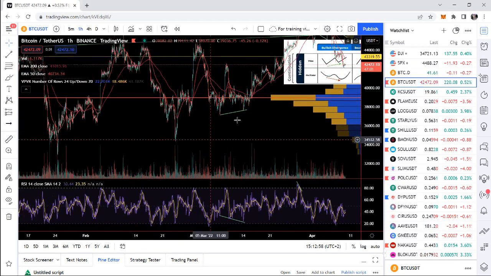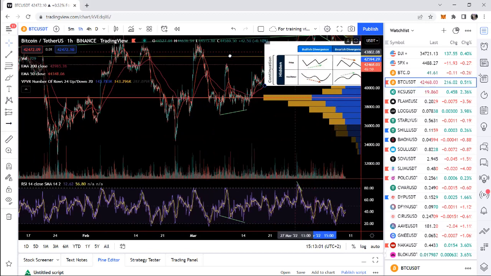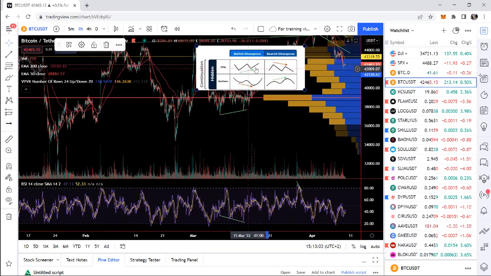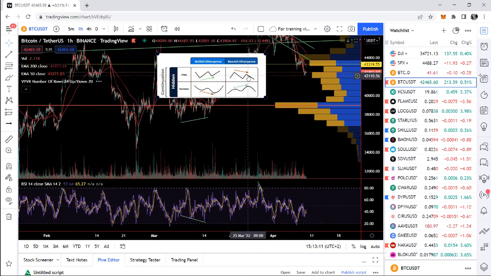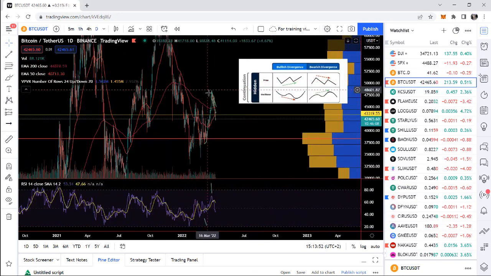So you can find it at the bottom. Just remember, if you're looking for bullish divergence, you have to look at the bottom of the price candle wicks and the bottom of the RSI. If you're looking for bearish, you will have to look at the top of the candles and the top of the RSI. So this is what I posted the other day.